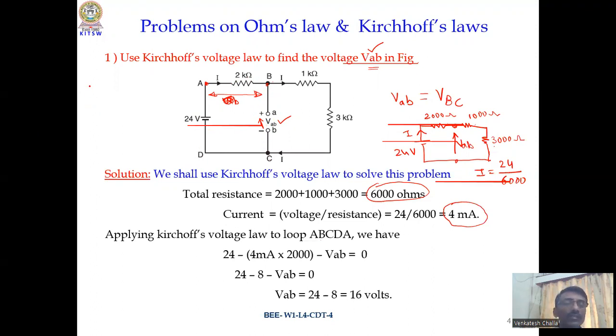So I can write the KVL equation in this closed path as 24 minus I into 2000 minus VAB equal to 0. So this is voltage rise, and these two are voltage drops. We have calculated 4 milliamperes, so now substitute the value and find VAB. Solving, you will get VAB as 16 volts.